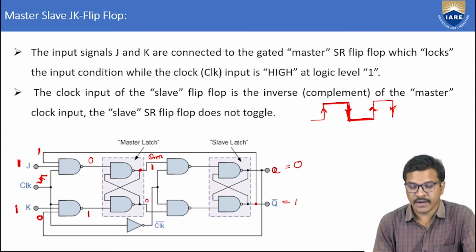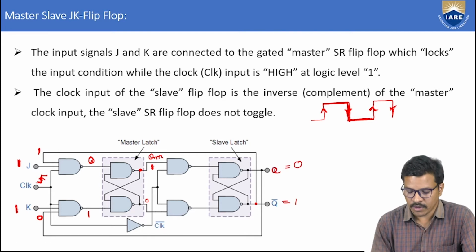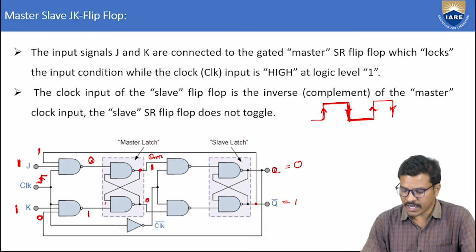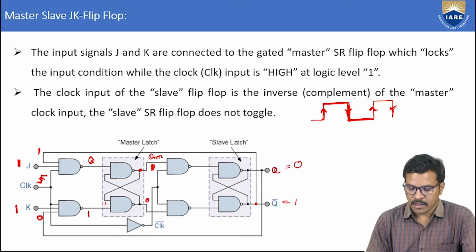Because in this NAND gate, one input is 0, the NAND gate will immediately respond and the output is 1. That 1 appears here, and 1 into 1 complement is nothing but 0. This happens in the positive edge cycle and the master holds the same output during this clock. Now 1 is there in the QM and 0 is there in the QM bar.